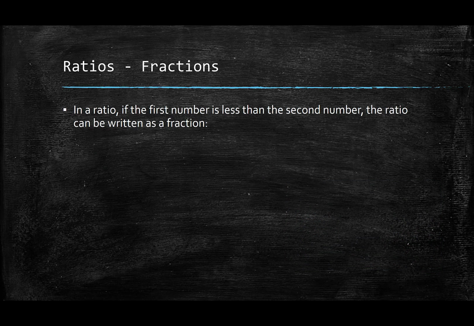In a ratio, if the first number is less than the second number, the ratio can be written as a fraction. Let's look at our example again. Matthew made 12 baskets out of 18 attempts. The 12 baskets Matthew made is less than the 18 attempts that he took. So that can be written as a fraction, 12 over 18, as shown on the screen.